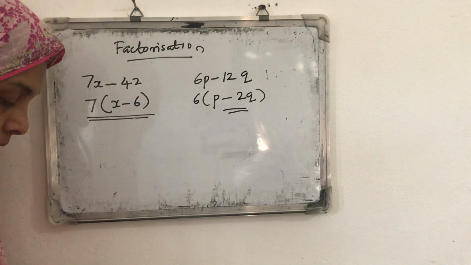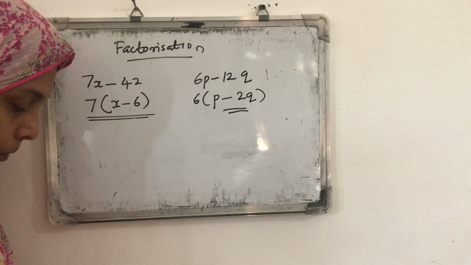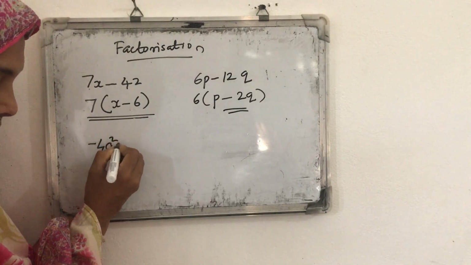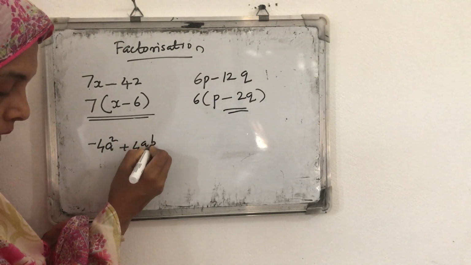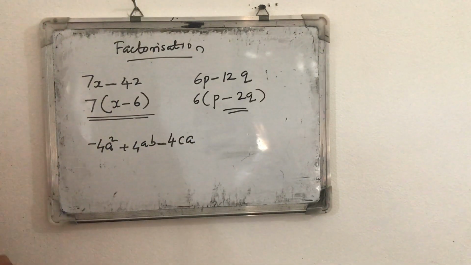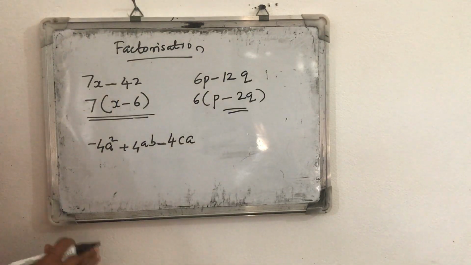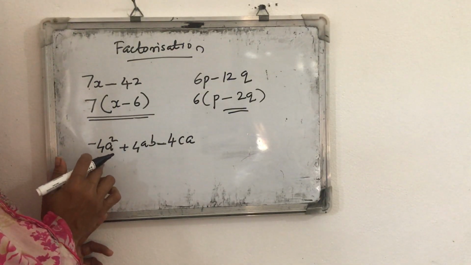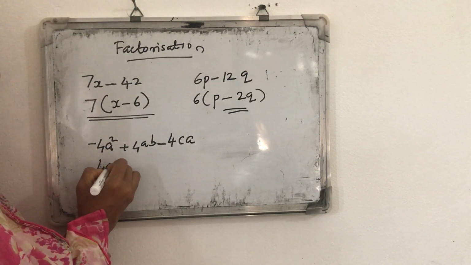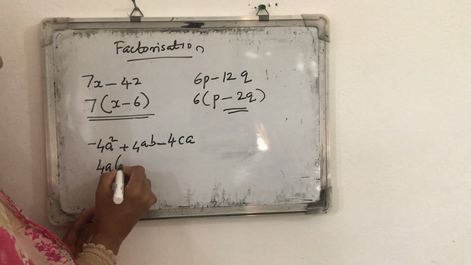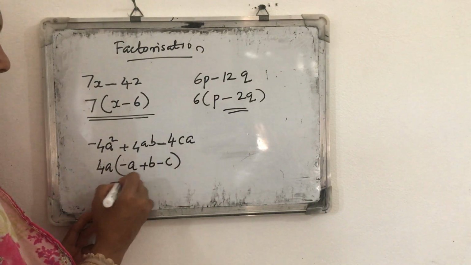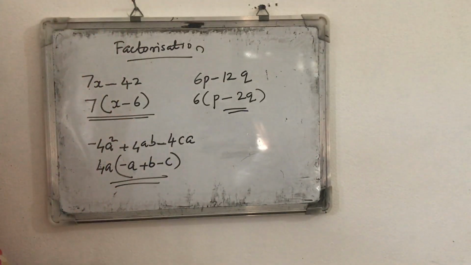Then the next question is the 8th question: minus 4a square plus 4ab minus 4ca. Which are the common factors in these three terms? Total 3 terms are there. In these 3 terms, the common factors are 4 and the variable a. When we take 4a outside, what is remaining? First minus a plus b minus c. This is the factorization form of this expression.